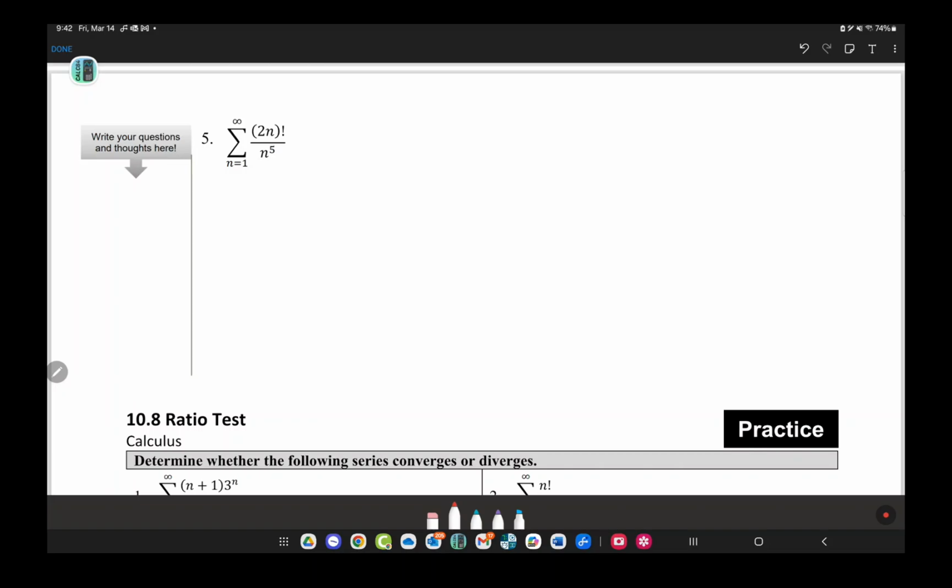All right. Yeah, let's look at number 5. What is a of n plus 1? Again, this is subscript plus 1. So that is 2 to the n plus 1 factorial over n plus 1 to the 5th power. Yeah, they gave you last space for this one.